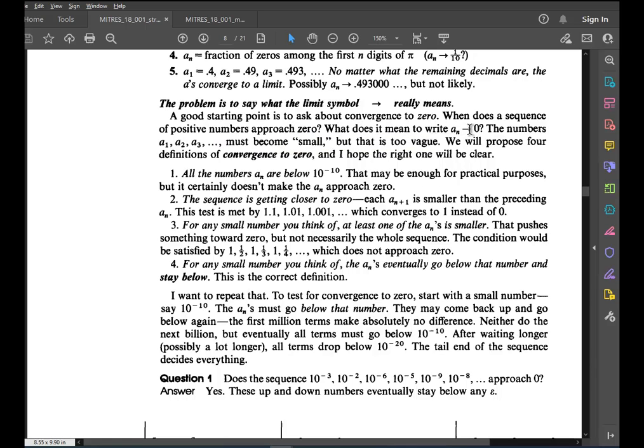What does it mean for a sequence of positive numbers to approach 0? Okay. Now the idea is that the numbers get closer and closer to 0. All right. So in other words, the numbers are getting small. But that's kind of vague. So let's think about 4 different definitions, and which will be the right one.